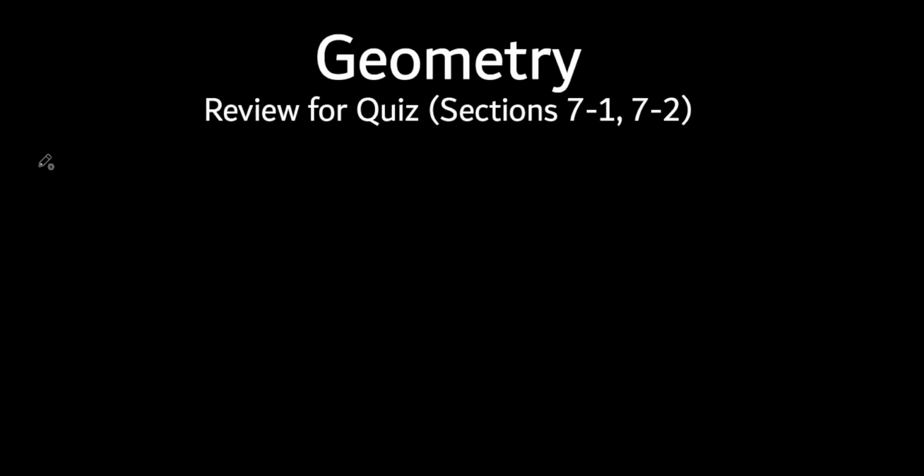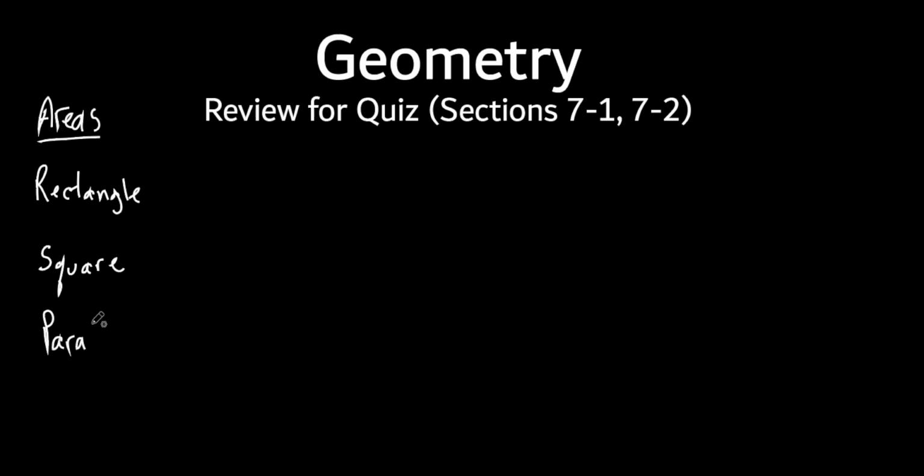For 7-1, what did we find the area of? Okay, these are all areas. Areas of what? What was the first one we did? Rectangle. Then we did one with a square. Then we did one with a, do you remember? Not yet. That was on 7-2. Parallelogram. Very good. All right, and then, what was the last one we did on section 7-1? Triangle. Okay? We'll fill those in a second. So that was from 7-1.